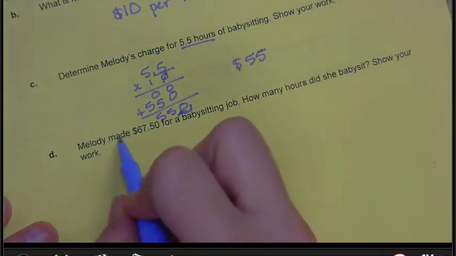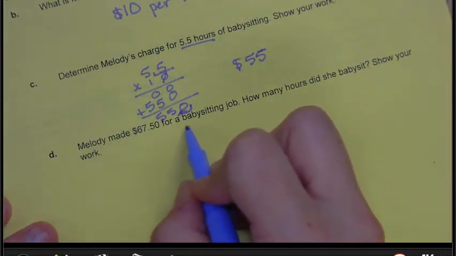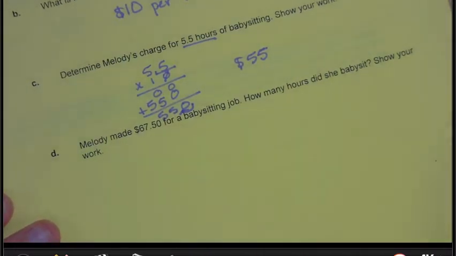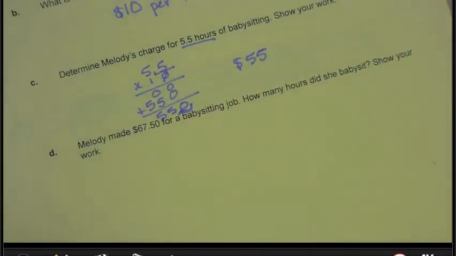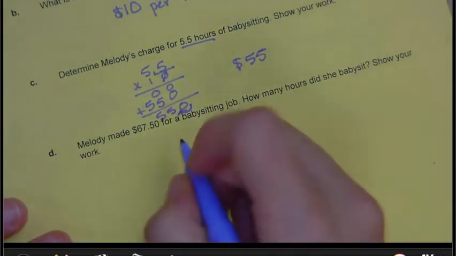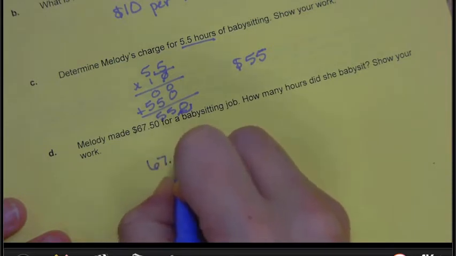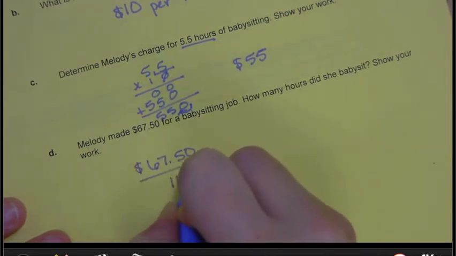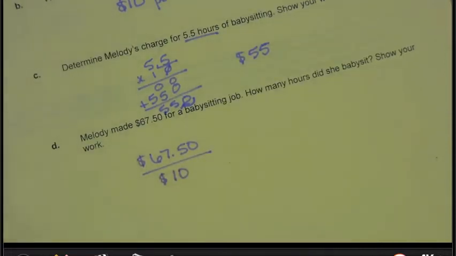All right, and then Melody made $67.50 for a babysitting job. How many hours did she babysit? Show your work. All right, you can do this many different ways. We can do $67.50 divided by $10, because I know that is how much it is per hour.